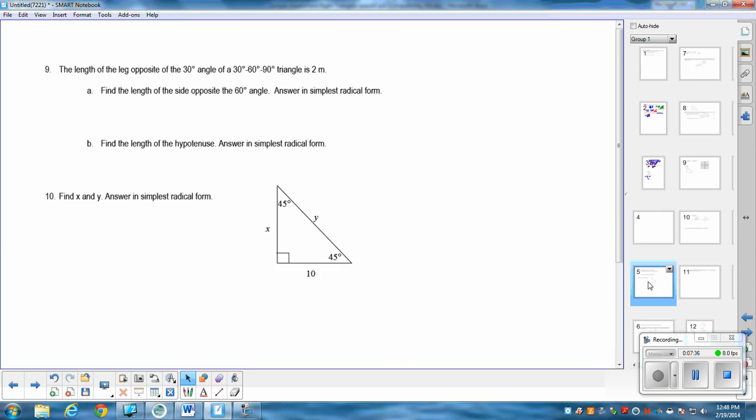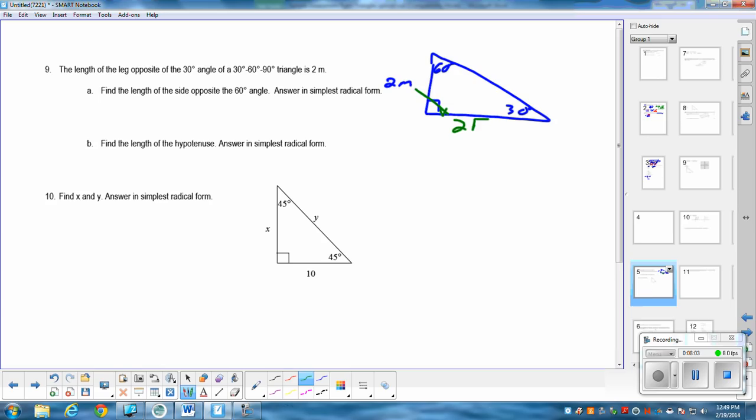Number 9, we have another 30, 60, 90 triangle. Let's sketch this thing out. So we have a 90-degree angle here, we have a 30-degree angle here, and we have a 60-degree angle here. The leg opposite the 30-degree is 2 meters, which means that is the short leg of the triangle. To go to the long leg, you multiply by square root of 3. And to go from the short leg to the hypotenuse, you multiply by 2. Again, keep your answers in simplest radical form.